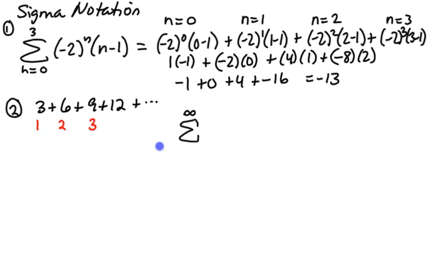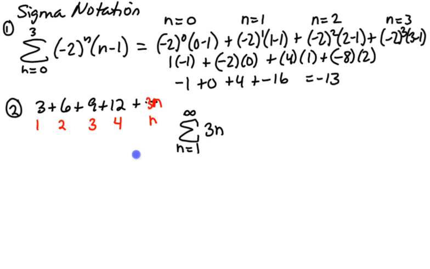Now, one trick to writing a sigma notation is to number the terms and see how the term numbers are related to the terms. And you see here that the term is 3 times more than the term number. This is 3 times 1, 3 times 2, 3 times 3, 3 times 4. So when I wanted to find term n, this would be 3 times n.